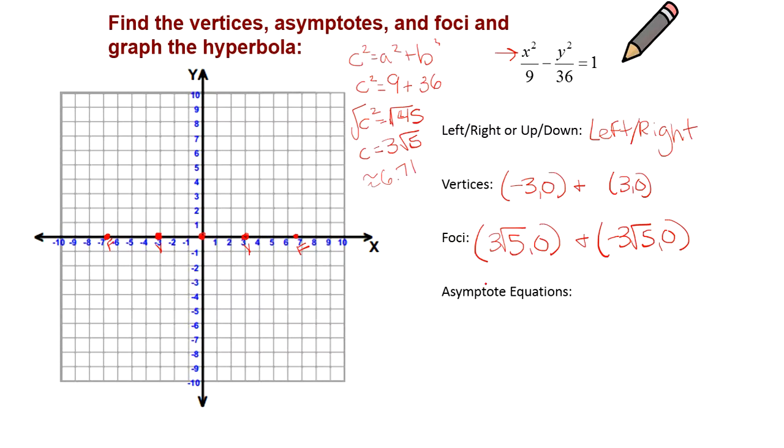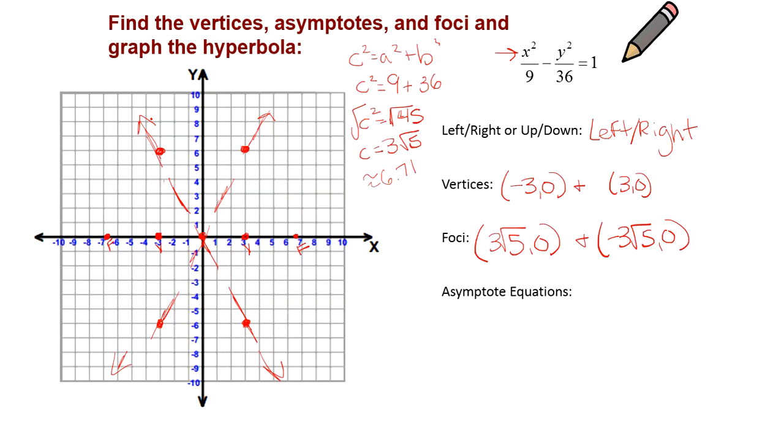Now my asymptote, remember to find that, we're going to look at our b value, which is 6, and we're going to go from our vertex up and down 6. So 1, 2, 3, 4, 5, 6. Put a dot there. Same thing on the bottom. Same thing this way. And the same thing this way. So now I get to connect my dots here with a nice dotted dashed line, however you want to call it that.